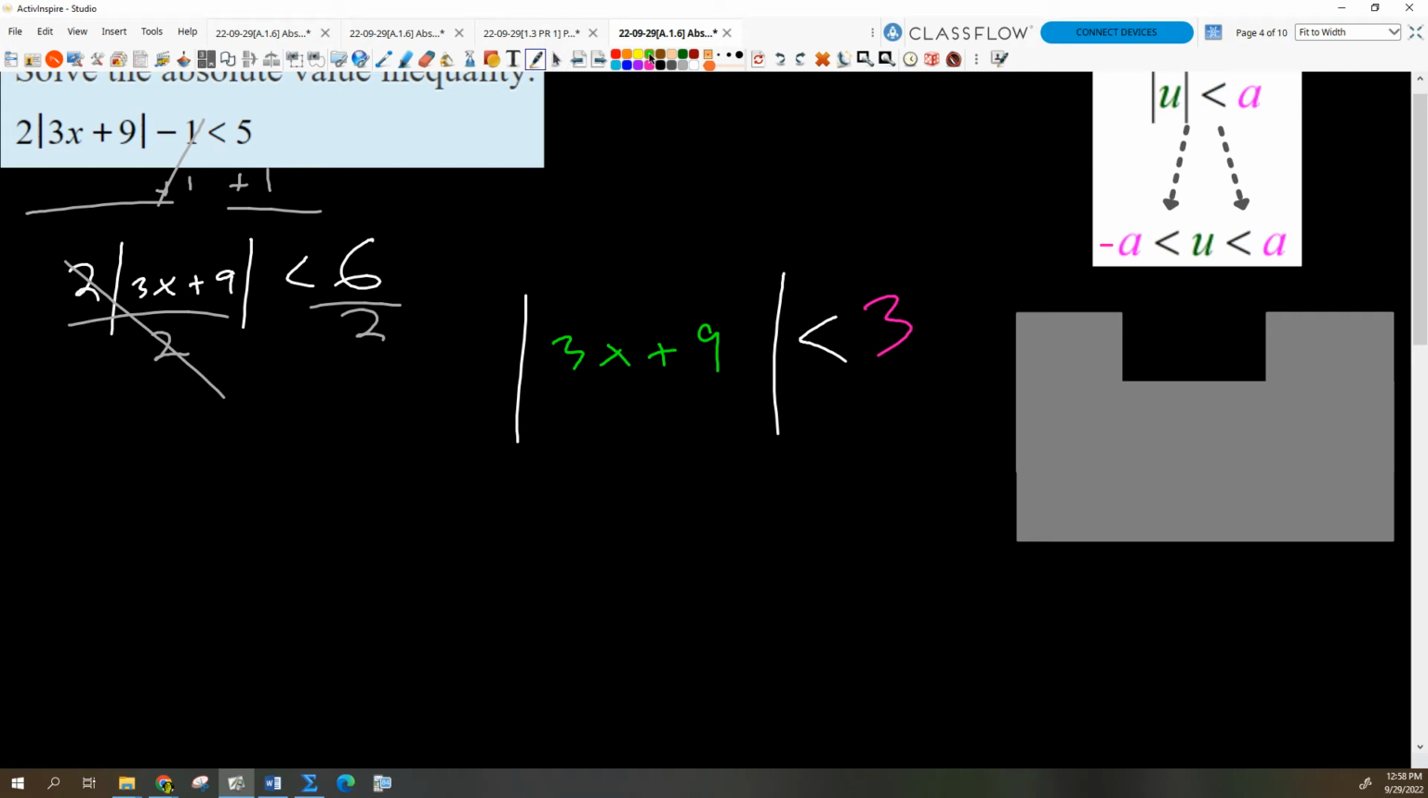So what's that give us? I've got my isolated absolute value. Here's the pattern I'm going to use. It's an and pattern when I split this. What's it split into then? How am I going to write that? So this is like my u, right? Whatever's inside is the u.